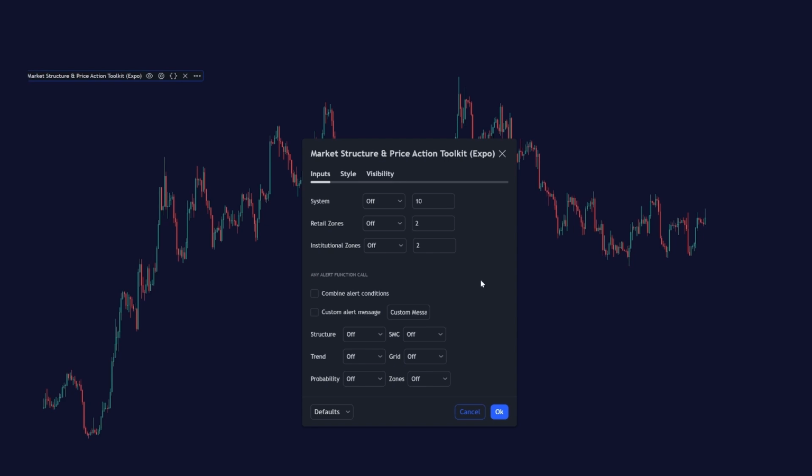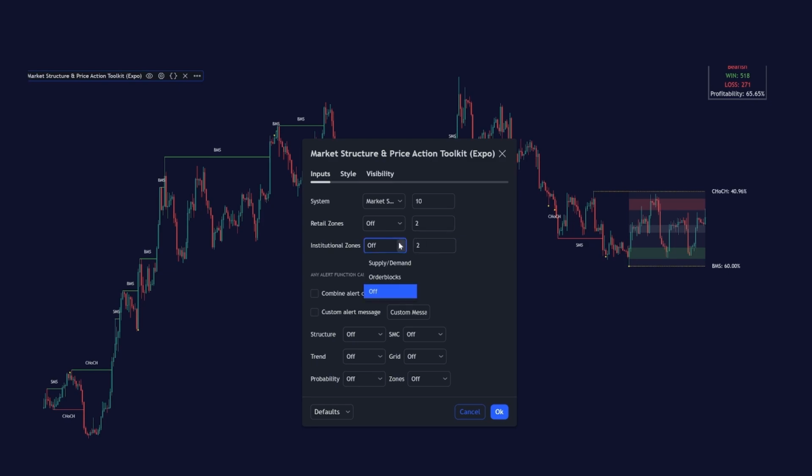As you can see, the setting panel is straightforward. You just go ahead and select the system you want to use. I want to use the market structure. You just hit that button and you can see that the market structure pops up on your chart. Now I want to use the institutional zone. So I go ahead and click supply demand. Boom, there we go. We got supply and demand zones right on our charts. It's straightforward how you enable the features in this toolkit.